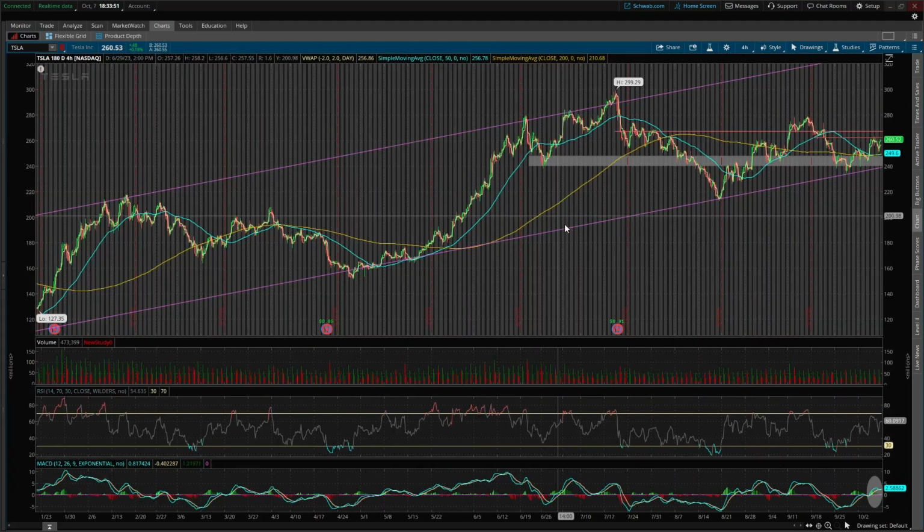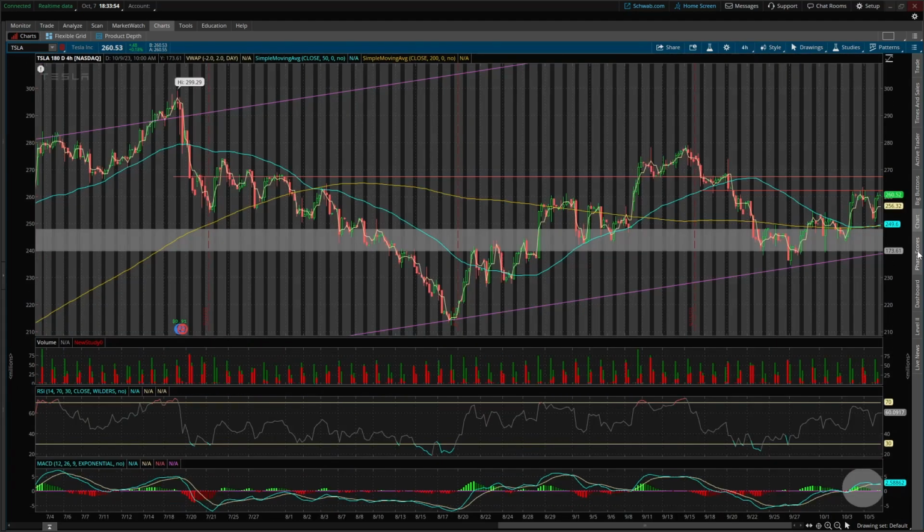All right, let's go back here. It bounced off this SMA right here. It bounced, which is a good thing.